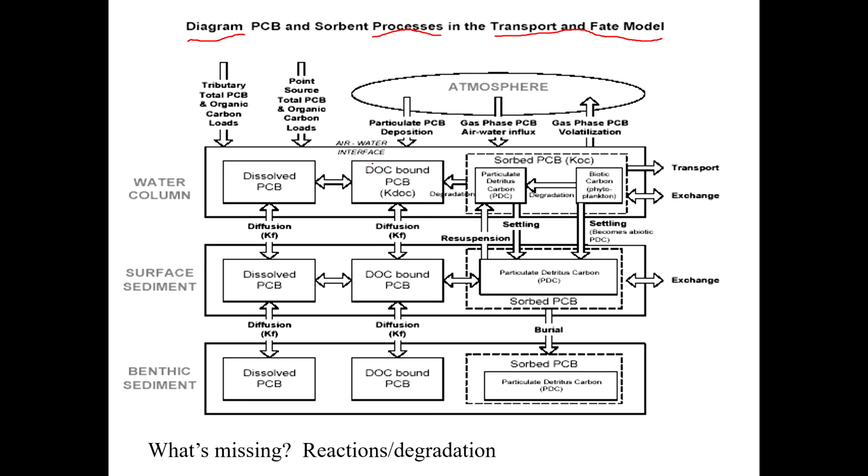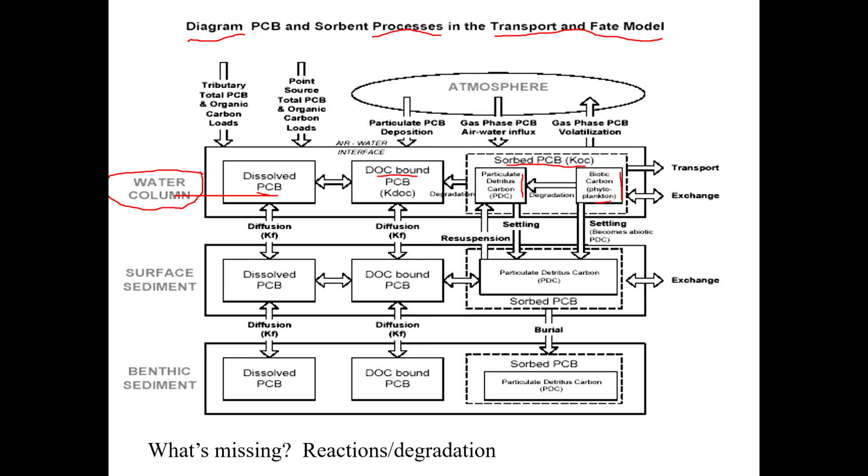So the PCBs are regulated as the total amount of PCB in the water column, right? And so that includes the dissolved PCBs. It includes the stuff that's bound to dissolved organic carbon. And it involves the PCBs that might be sorbed to organic carbon. In this particular model, they did something a little unusual. They divided the particulate carbon in the water column into what they call detrital carbon, which means it's dead, and biotic carbon, which is living.